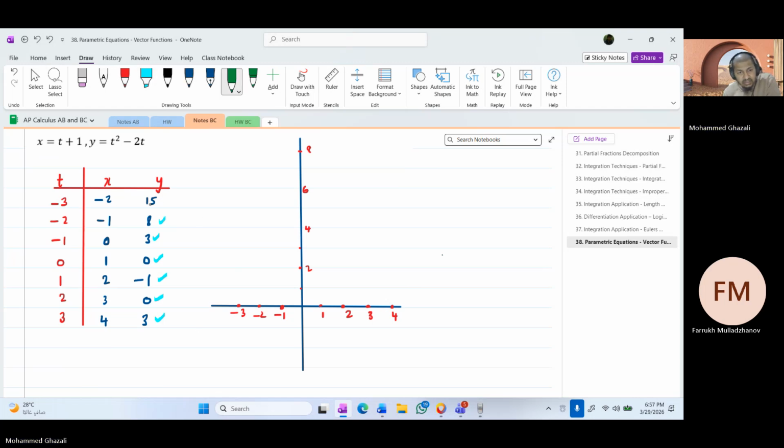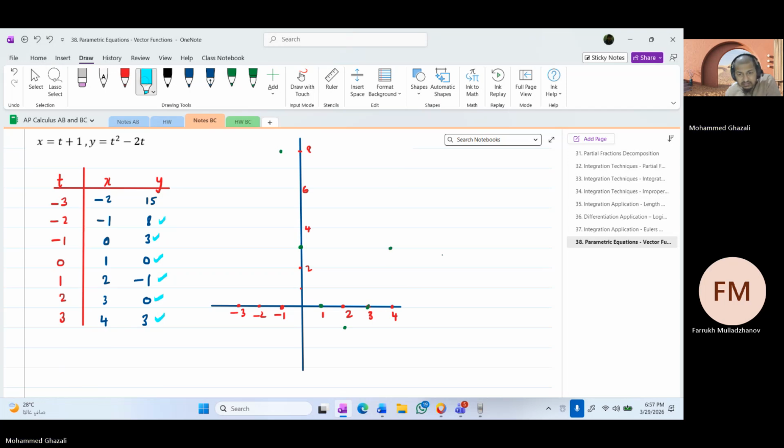-2 and 15, we're not taking that one, we said. We're taking -1 and 8. -1 and 8, we will take that, right? We will take, remember to put arrows, right? 0 and 3. 0 and 3 is right here, okay? Then 1 and 0. 1 and 0 is right here. And then 2 and -1 is right here. And then we got 3 and 0, so right here, okay? And then you got 4 and 3, okay?